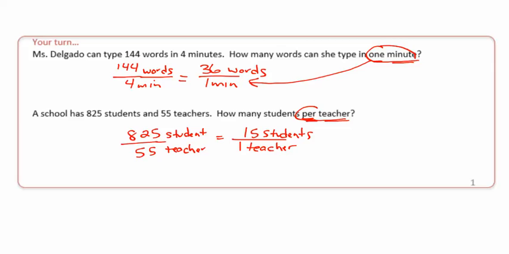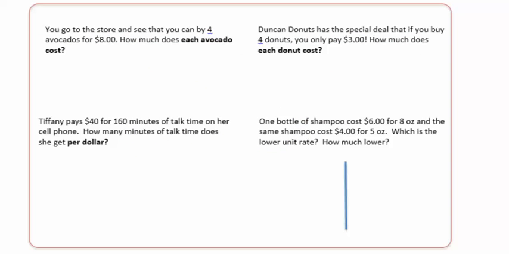All right, let's keep going. We've got a couple more questions together. You go to the store and you see that you can buy 4 avocados for $8. How much does each avocado cost? This is when you want to make sure you know what goes on top and what goes on bottom for your ratio. Each avocado, so that means avocados needs to go on bottom.